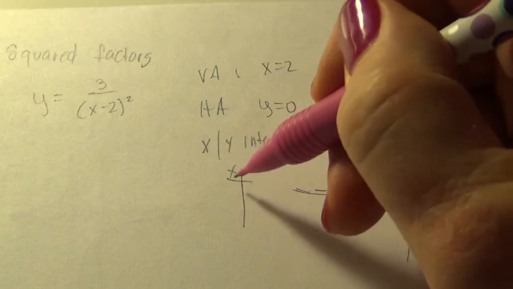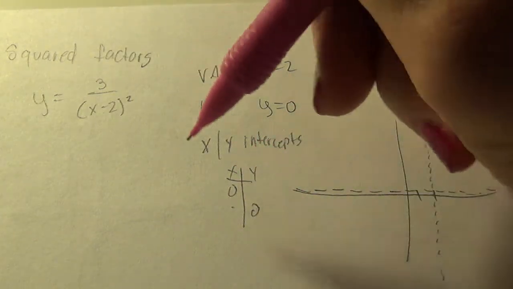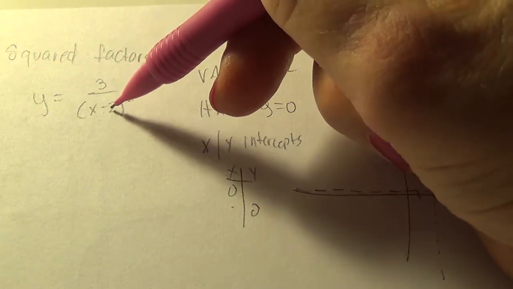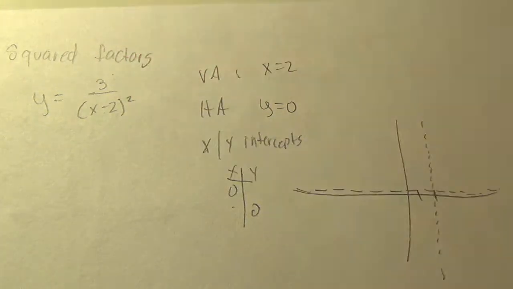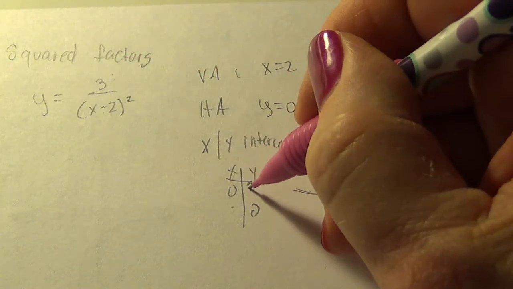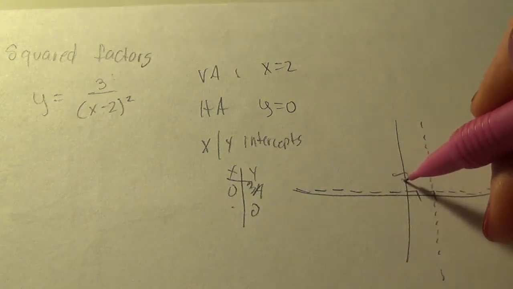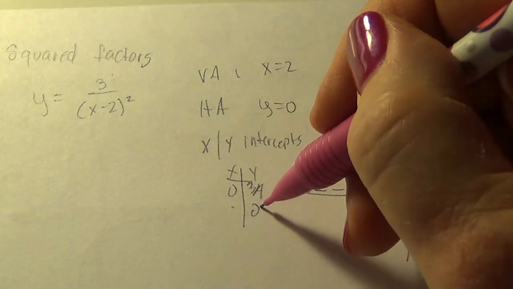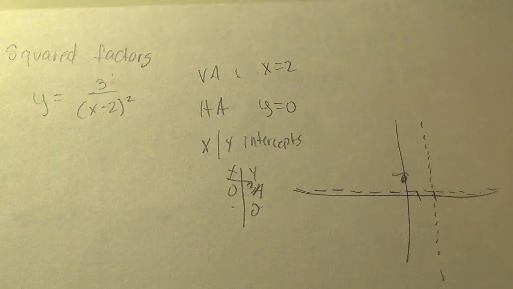And now we're looking for x and y intercepts. So when x is 0, what is y? When y is 0, what is x? So when x is 0, we get y is 3 over negative 2 squared, which is 3 over 4, 3/4. So that was different. 0, 3/4. And when we put a 0 in for y, we ask ourselves what would make the numerator 0.